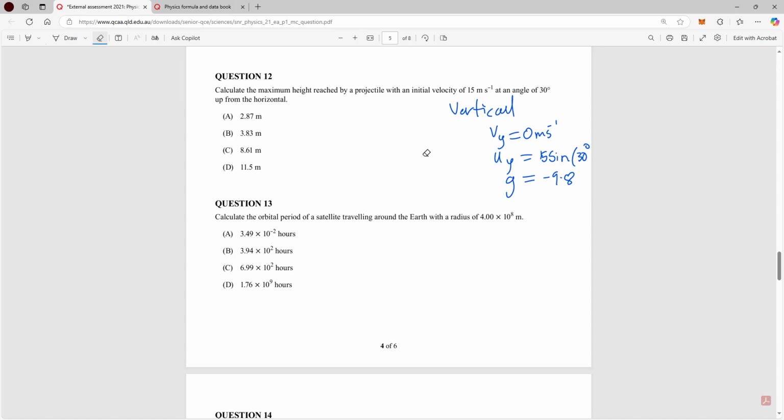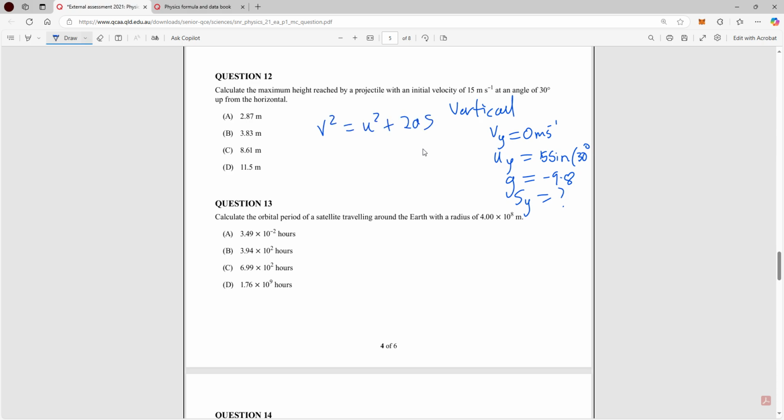Alright, so now we want to choose an equation of motion where we have these three and vertical displacement. The one that comes to mind is this one, v squared equals u squared plus 2as. So your final velocity squared equals your initial velocity squared plus 2 times the acceleration and the vertical displacement. In this case, just displacement, so you can update that with the prefixes if you really want to, but it won't matter in the multiple choice here.